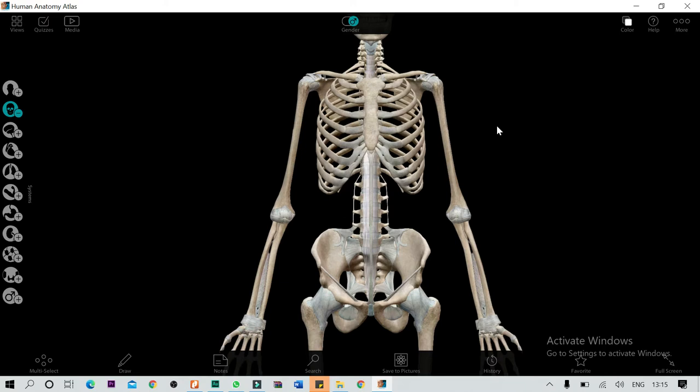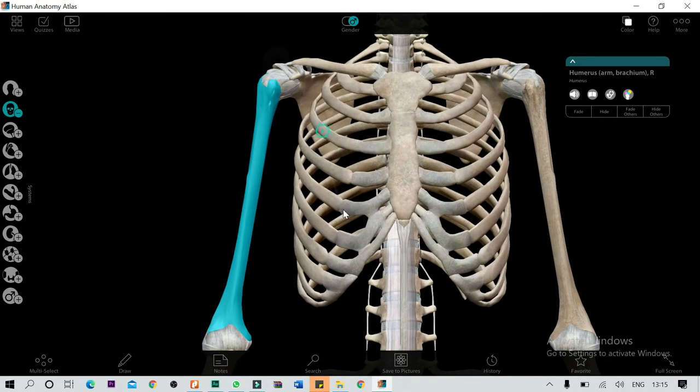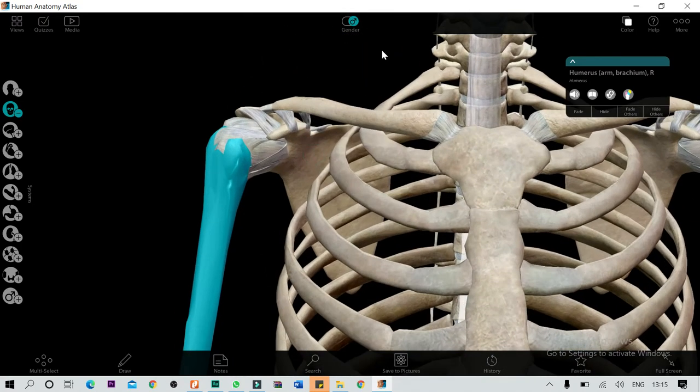The second part of the appendicular skeleton is the upper limbs and the lower limbs bone. In the upper limbs, it possesses the humerus, and the humerus is also known as the arm bone. It is known as the upper arm bone. Look at here, the head of the humerus fits into the glenoid cavity. This is the head of the humerus.